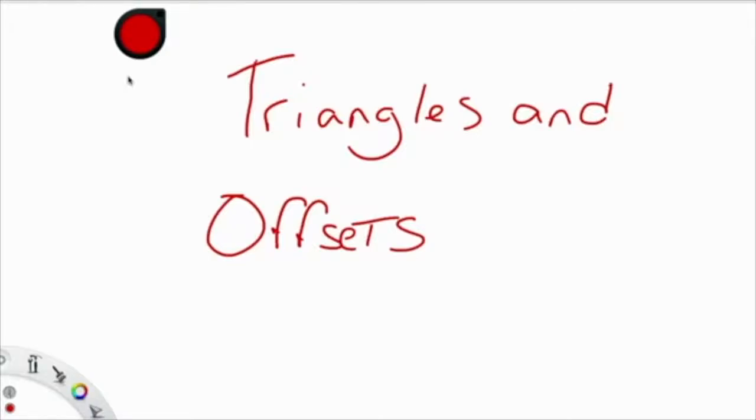This is our video on triangles and offsets as promised. I'm not going to bore you with all the different types of triangles: equilateral, isosceles, scalene, acute, obtuse. We don't use any of that. The only one we're concerned with is the right triangle. So let's work on that.